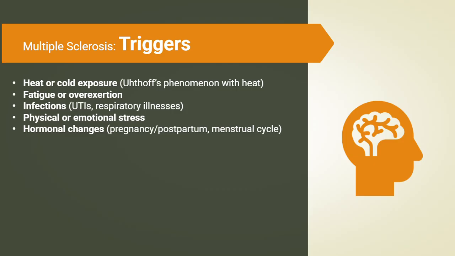Fatigue is another common trigger. Because fatigue is one of the hallmark symptoms of multiple sclerosis, excessive exertion, lack of rest, or overworking can push the nervous system beyond its limits and worsen symptoms.